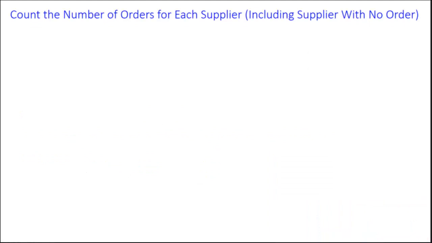For this question, count the number of orders for each supplier, including a supplier with no order. If we use an inner join, we will automatically filter out the supplier which exists in the database, but we've not sent an order yet. A different kind of join will work here.